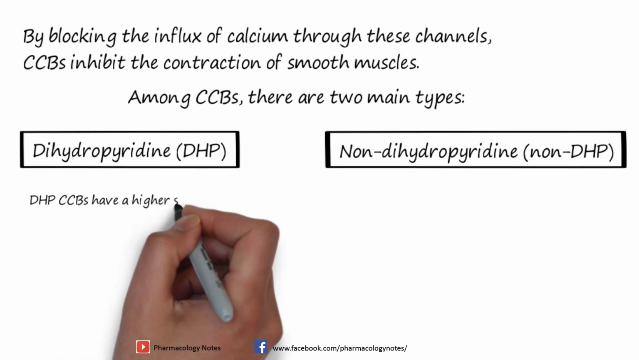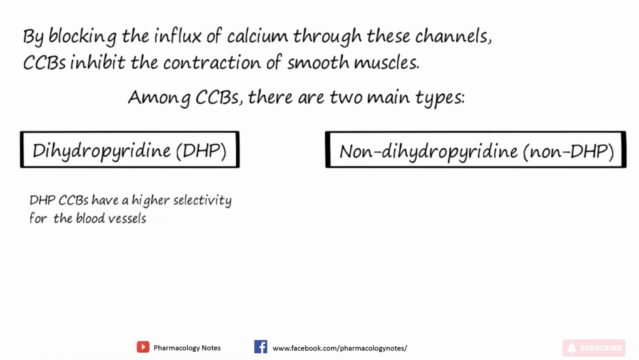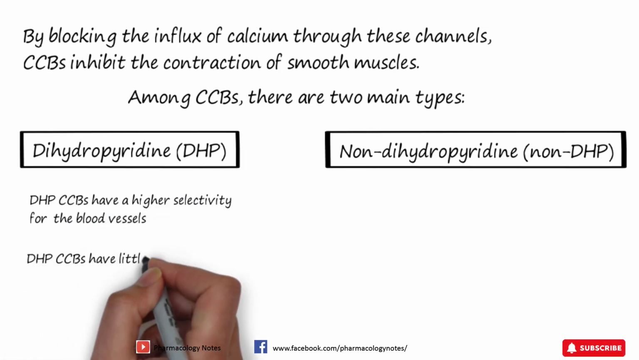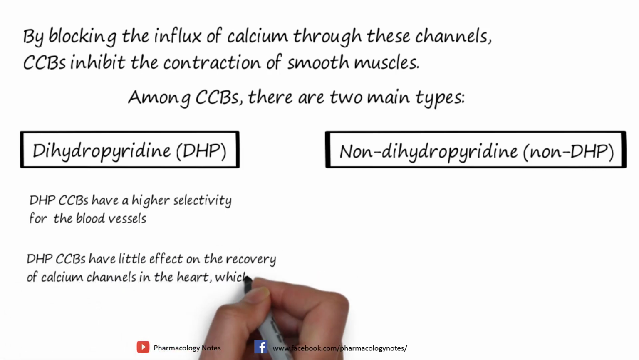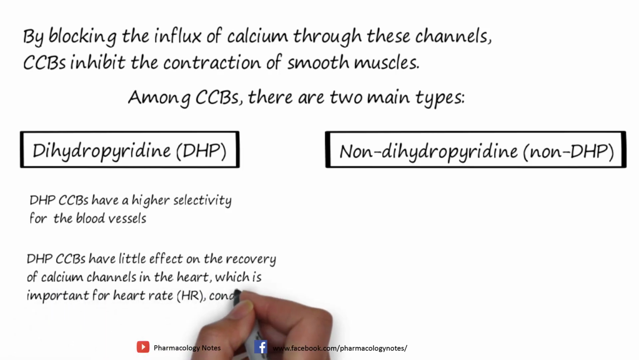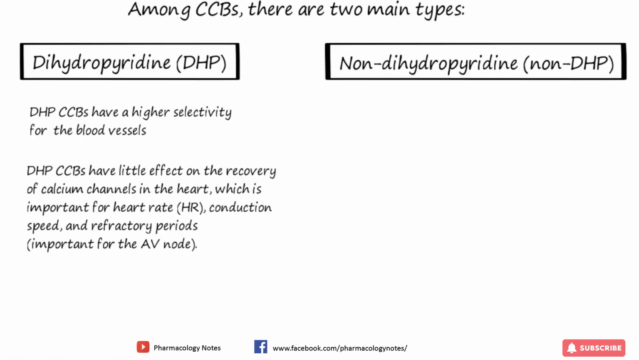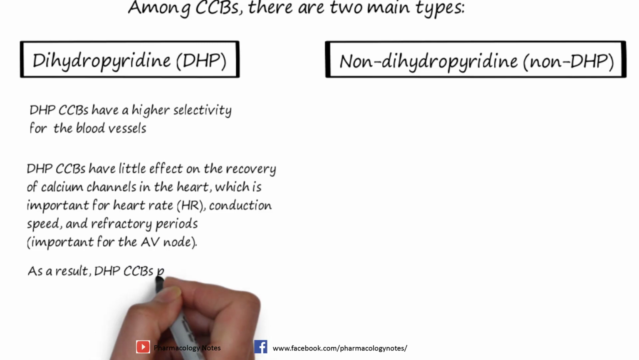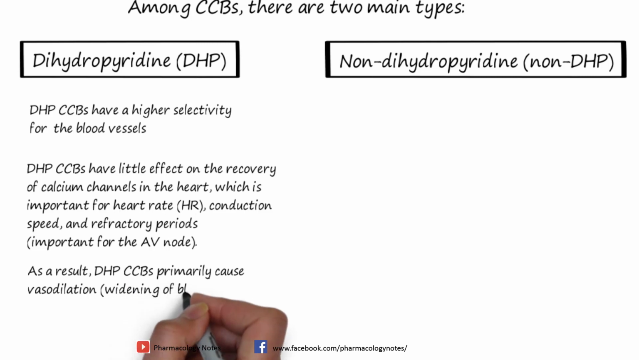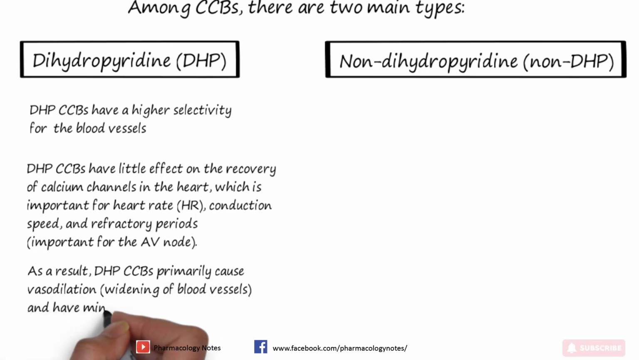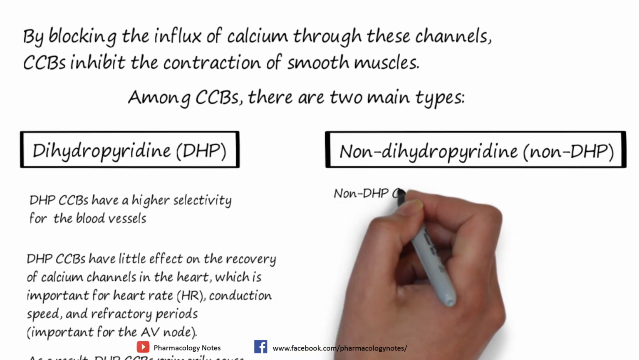Dihydropyridine calcium channel blockers have a higher selectivity for the blood vessels. These calcium channel blockers have little effect on the calcium channels present in the heart, which are important for the heart rate, conduction speed, and refractory periods. Important for the AV node. As a result, dihydropyridine calcium channel blockers primarily cause vasodilation, a widening of the blood vessels, and have minimal direct effect on the heart. I hope it's clear what are DHPs and what are non-DHPs.